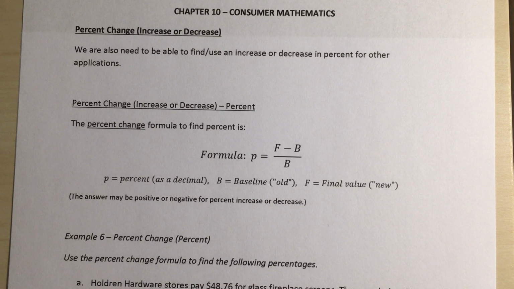It can be used for either because an increase is going to be a positive answer, and a decrease is going to be shown by a negative answer. And what we're going to do is our percent is going to be our final value, or our newer value, minus our baseline, which is our older value or our original value. So that's going to be up top in our numerator in our fraction. We're going to take the final value, the newer value, minus the baseline, which is the older value. And then once we do that subtraction, we're going to divide it by our baseline. Because remember, a percent is found by division.